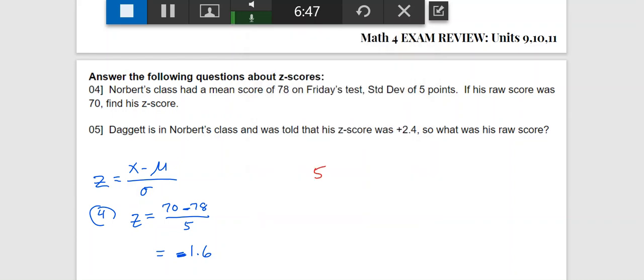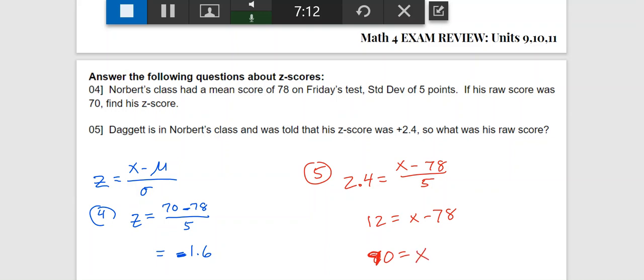All right. And on the other side, if we're told that the Z-score is 2.4, we don't know his raw score, but we do know the mean, we do know the standard deviation. Multiply both sides by 5, I get 12. Add 78, I get 90. 90 minus 78 is 12. 12 over 5 is 2.4.